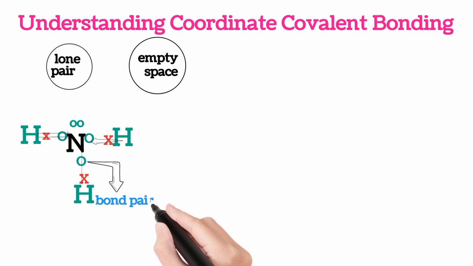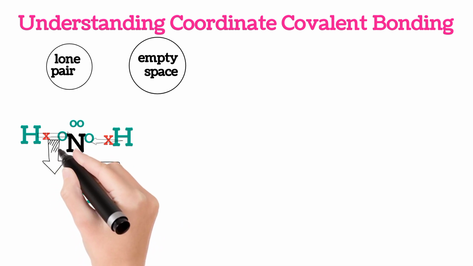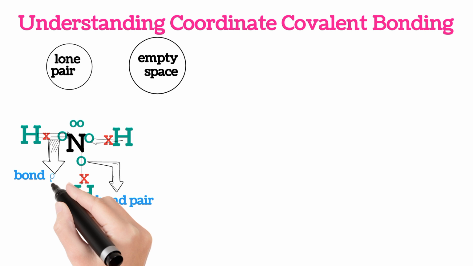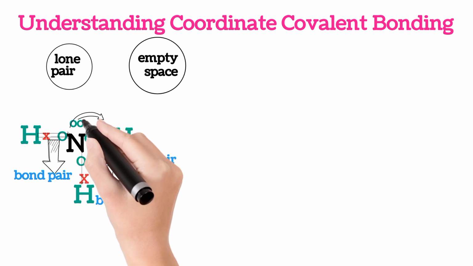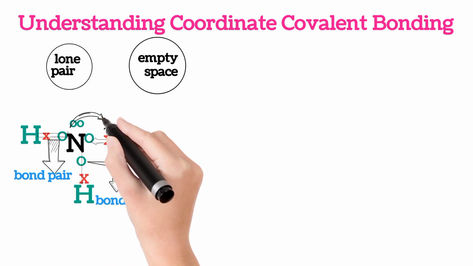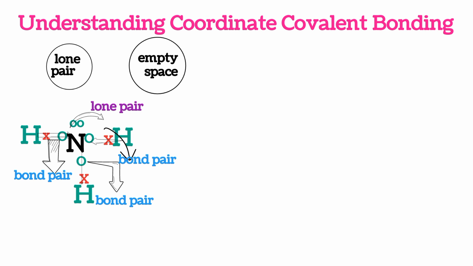This shared pair is called a bond pair. And this is called a lone pair because they do not participate in chemical bonds. So we have 3 covalent bonds and a lone pair, or 3 bond pairs and a lone pair.